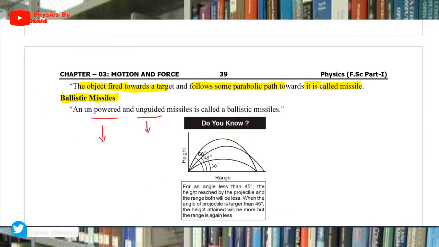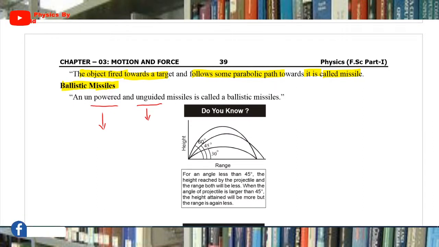Okay, so all these kinds of missiles are guided missiles. But in the case of ballistic missiles, we don't supply any kind of sensor or any such thing which follows some kind of signals. So unpowered and unguided missiles are called ballistic missiles. This is all about ballistic missile. Simply throw this kind of missile, it will follow its path under the action of gravity and inertia.